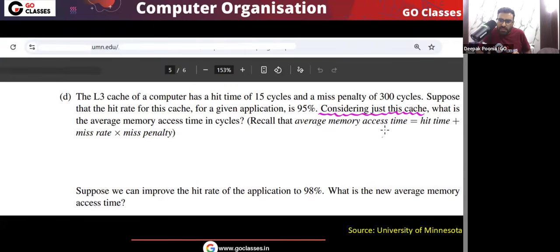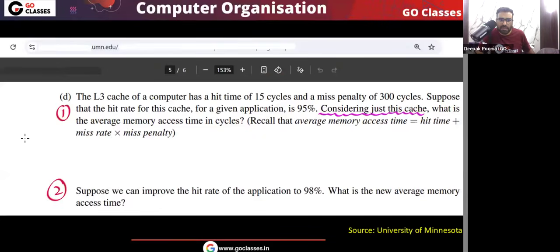Recall that average memory access time is equal to hit time plus miss rate into miss penalty. We already saw this formula in the previous lecture when we were discussing average memory access time for single level cache structure. Suppose we can improve the hit rate of the application from 95 to 98%. In this situation, what will be the new average memory access time? So basically there are two questions here. Let's solve both of them. Let me say this is part 2 and this is part 1.